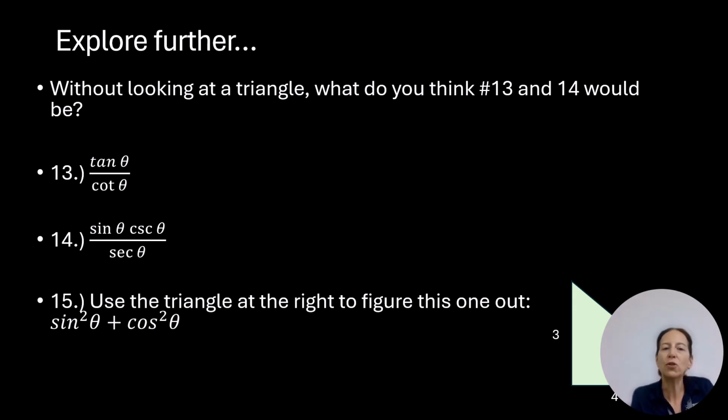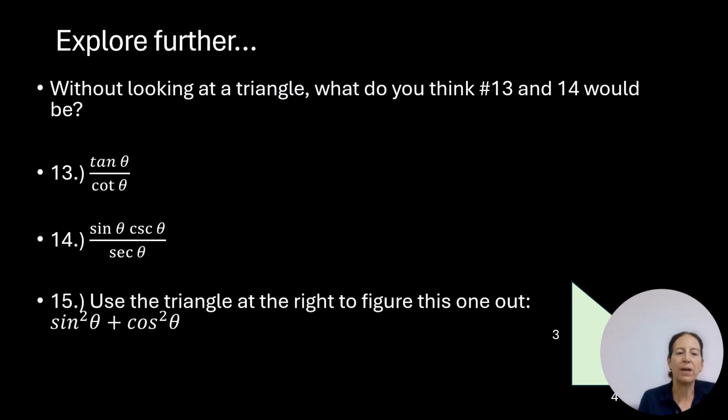So without looking at a triangle, what do you think numbers 13 and 14 could be? So these would be done in a similar way to the one that I just did. And what I intend to do in class is to just see what students can do with this. So if you know that tangent is, or you got tangent and then cotangent is 1 over tangent, what do you think would happen there?